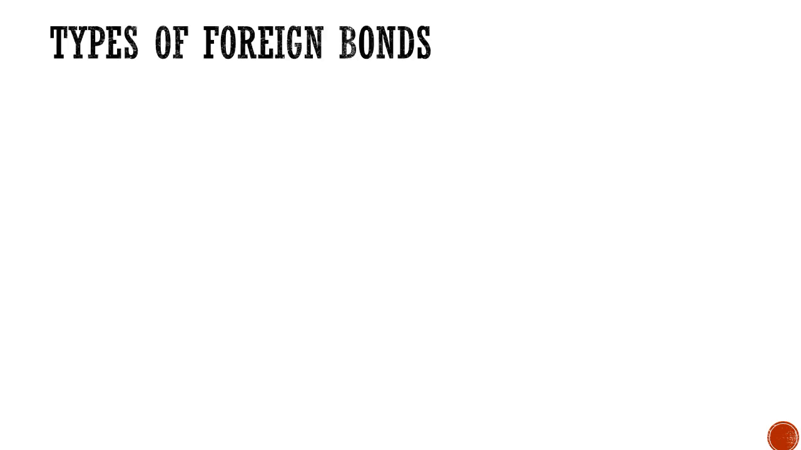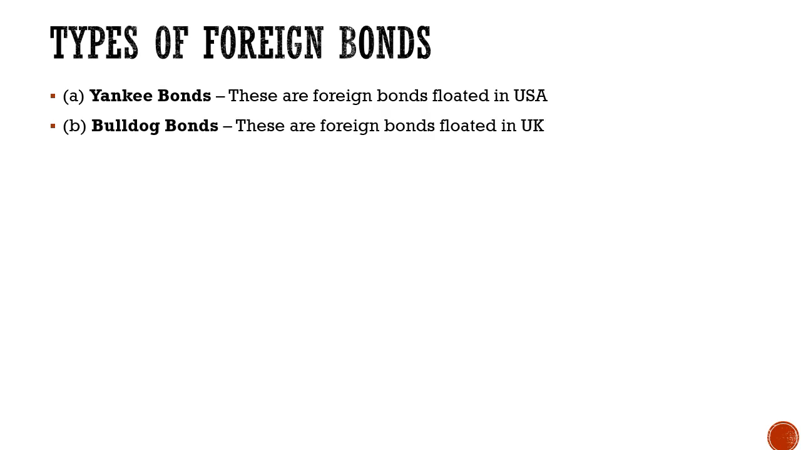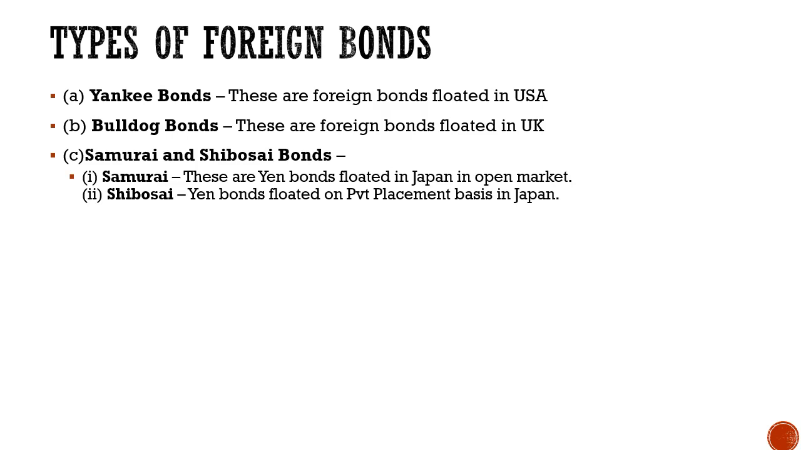Okay, now let us learn various types of foreign bonds which are available in the world's market. We have the Yankee bonds. These are foreign bonds floated in USA. Next we have the Bulldog bonds. These are foreign bonds floated in UK. Next we have the Samurai and Shibosai bonds. The Samurai bonds are yen bonds floated in Japan in the open market, and the other one is the yen bond floated on a private placement basis in Japan.